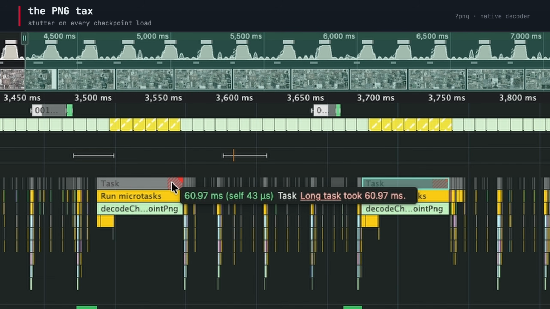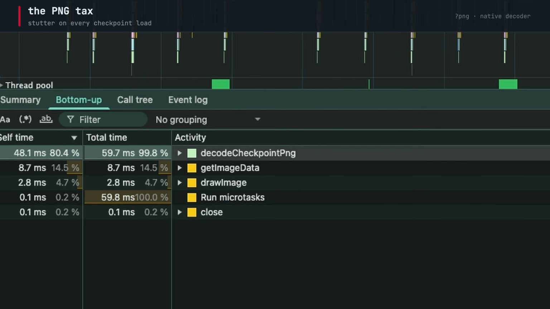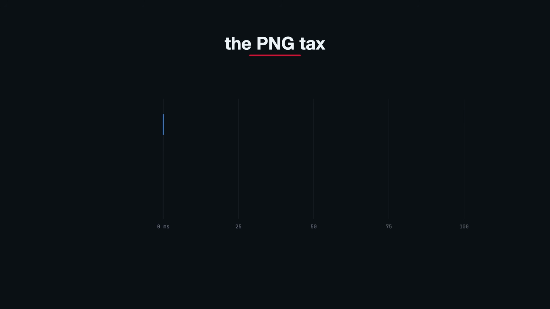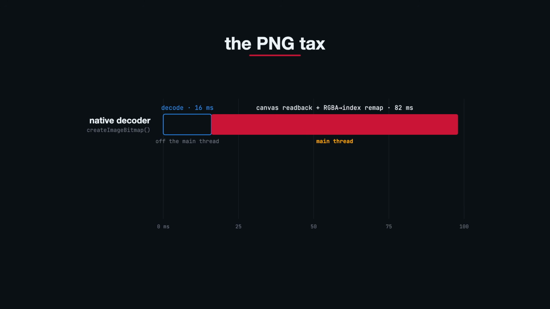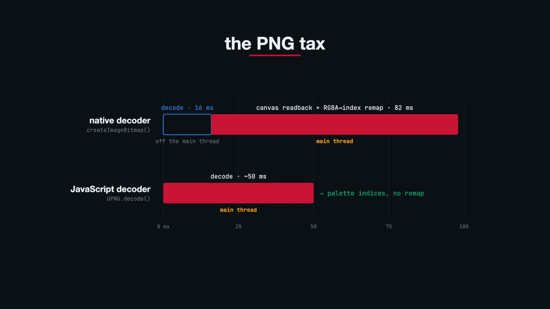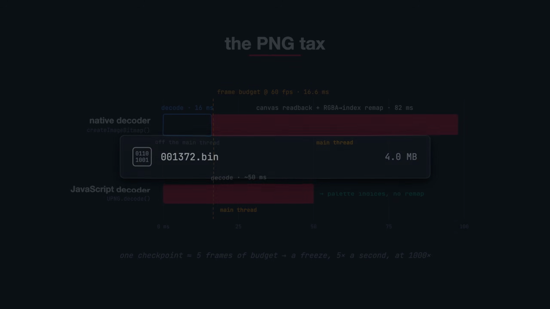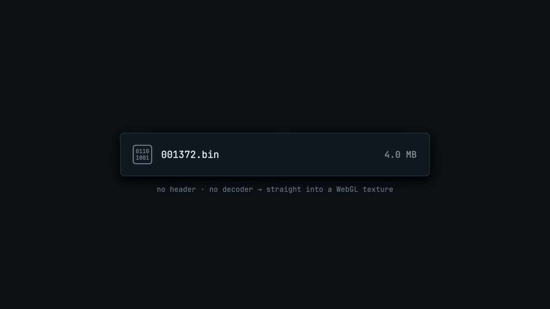The native decoder is fast, but it runs off thread and never hands you the pixels back. You pay a canvas round trip and a per pixel remap to get the data out. Decoding in JavaScript skips that, but now the decode itself blocks. Either way, tens of milliseconds on the main thread, every checkpoint, and at high speed, that's a visible hitch every few frames. So I went the other way, raw .bin files, literally 1 byte per pixel, no header, no decoder. Fetch it, hand it straight to a WebGL texture, done.